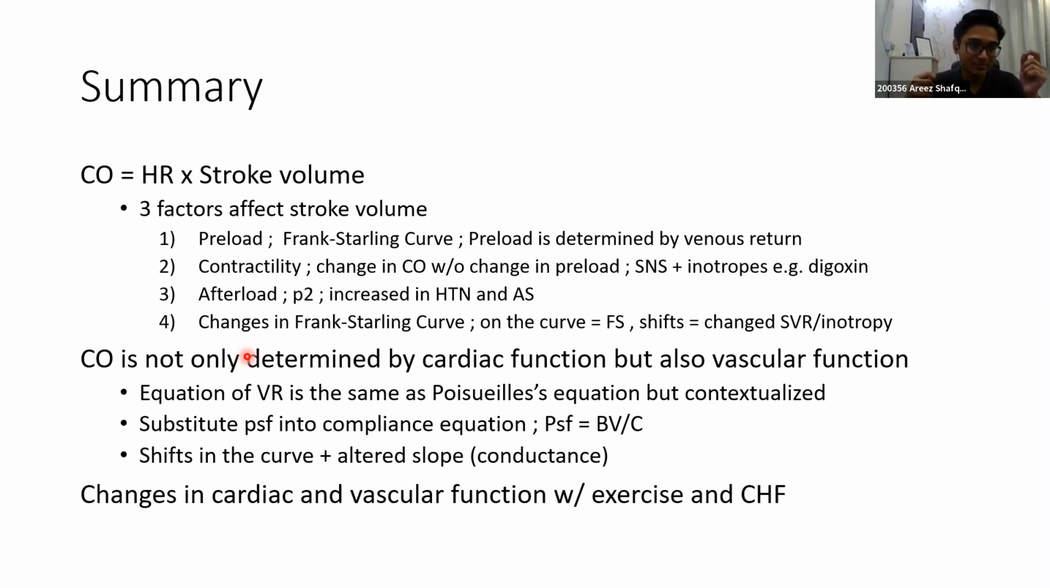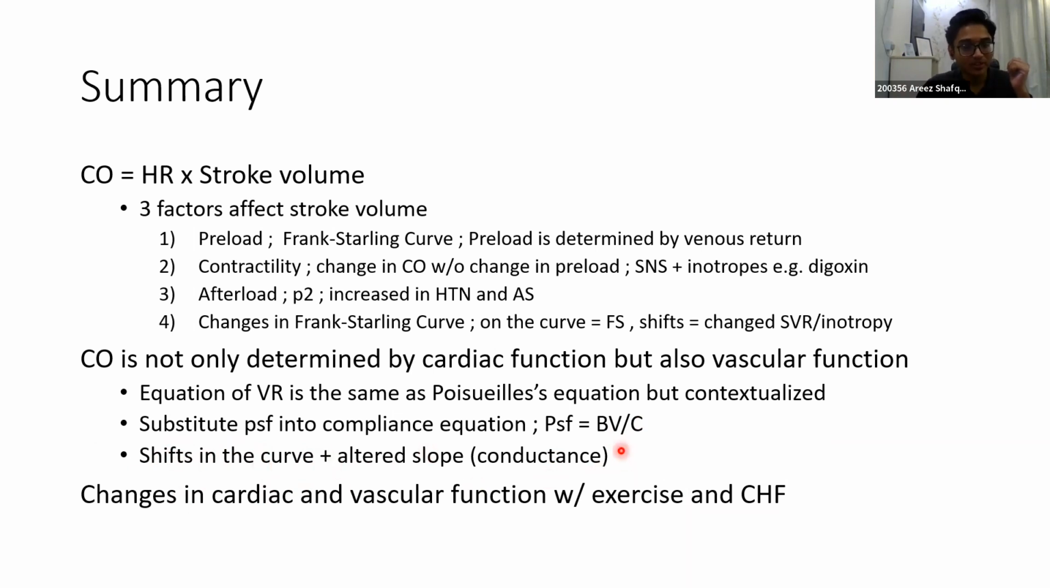Venous return equals PSF, upstream pressure, minus right atrial pressure, which is downstream pressure, over resistance. Then we substituted PSF into the compliance equation and came up with this relationship: PSF equals blood volume over compliance. If blood volume increases, like saline infusion, PSF will increase, shifting the curve to the right. If compliance decreases by venoconstriction, PSF will increase to shift the curve to the right. The opposite will apply as well. So venodilation will shift the curve to the left, hemorrhage will shift the curve to the left. So that's the shifts in the curve.